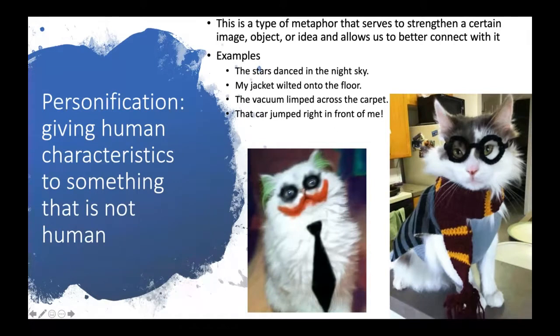The vacuum limped across the carpet. We are personifying that. If I saw a vacuum limping, I would call a priest first and then move, because vacuums don't limp. Also, the car jumped right in front of me. Cars don't jump, people jump. So that is personification, giving a non-person a person quality, people quality.